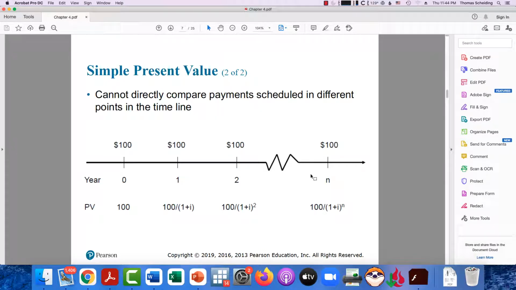And you can see this happening here if we look at this over time. If I were to pay you $100 now, then $100 now has a present value of $100. $100 given to me a year from now has to have a higher value. 2 years from now, an even higher value. And we could go out all the way to a large number of n. Okay.